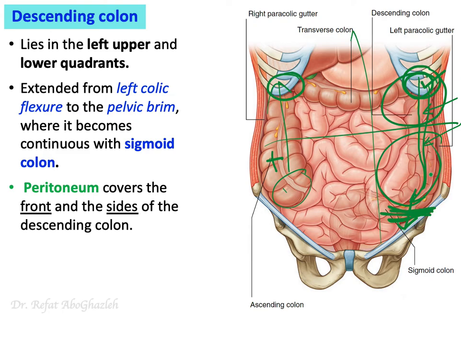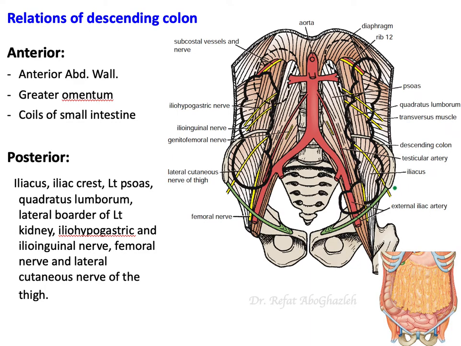Similarly, as I mentioned, it's a retroperitoneal structure. That means it just covers from anterior and lateral. That means the peritoneum covers the lateral and anterior surface of this part of the colon. Okay, now again, as I mentioned earlier, the relation of the descending colon would be similar to the relation of the cecum plus ascending colon. So this is the descending colon, my friends.